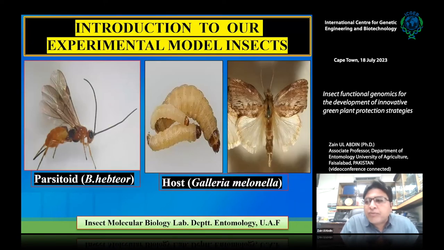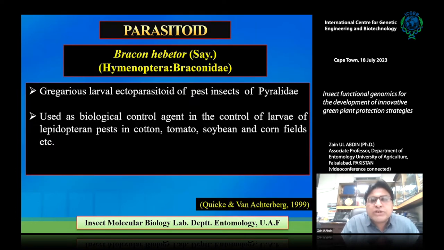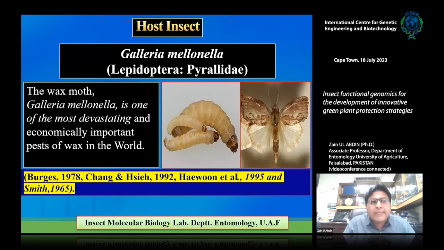Here is a case study of our lab. We have Bracon hebetor, and we have established these rearing cultures on the host Galleria mellonella. Bracon hebetor is a larval ectoparasitoid of pest insects of Lepidoptera, used as a biological control agent in the control of larvae of Lepidopteran pests in cotton, tomato, soybean, and corn fields. And this host is particularly known as wax moth. It is known as wax moth, but it is technically Galleria mellonella. Galleria mellonella is an economically important pest of wax in the world.